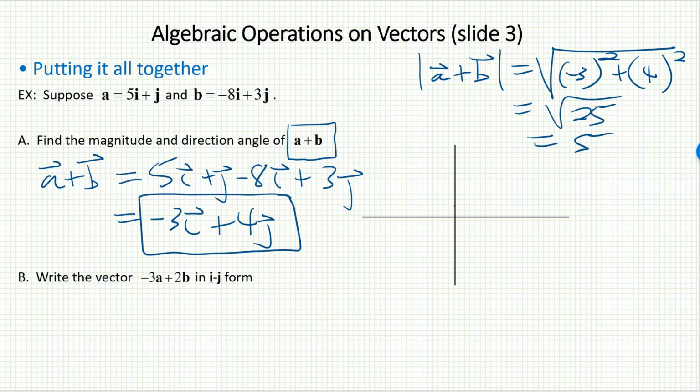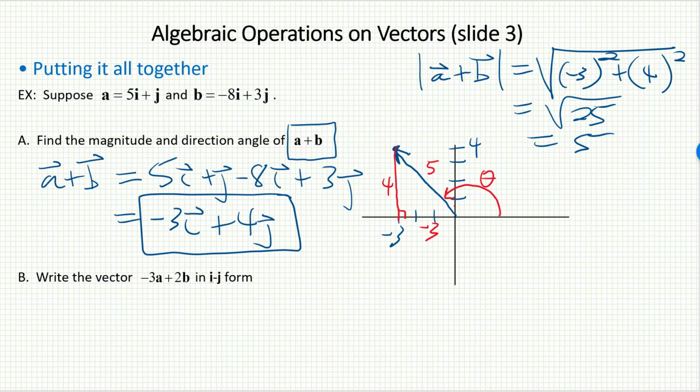How about the direction angle? I think here it might be nice to draw a picture. Negative 3i plus 4j means horizontal component negative 3, vertical component is 4. So here's a picture of my vector. We've already determined that this has a length of 5. I can drop the perpendicular if I like. Here's that negative 3. Here's the 4. The direction angle, the theta, is this angle, always the positive angle within one rotation measured from the positive x-axis.